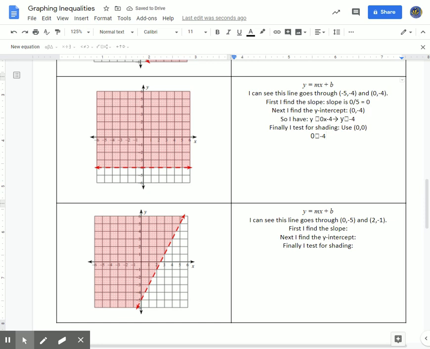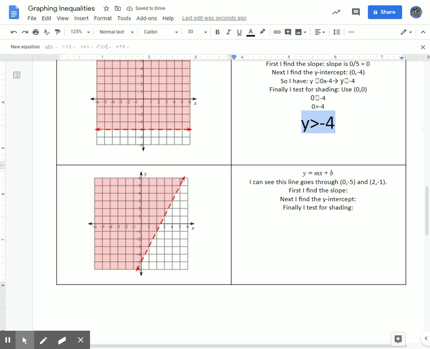And what would make that true, guys? Well, 0 is greater than -4. So I need to use a greater than symbol in this. So to put my final answer together, I just put y greater than -4. Boom. That's my answer. Let's do this next one here.